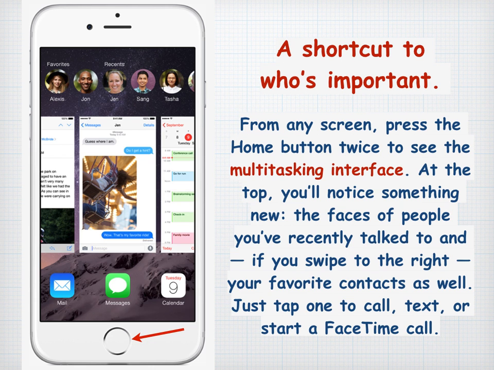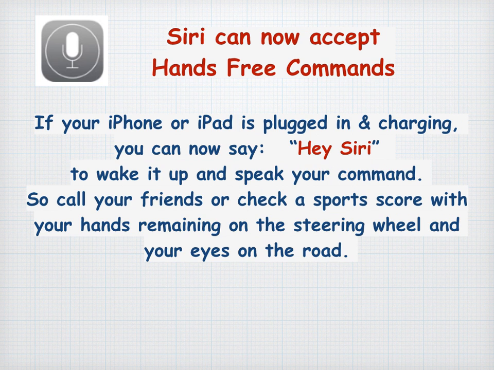As in earlier versions of iOS, a double tap on the round home button brings up the multitasking interface that allows you to swipe left and right between your various open apps. But now there's something new at the top of the screen: the faces or names of your recent contacts. Just tap on one to start a phone call or send a text or even a FaceTime video call.